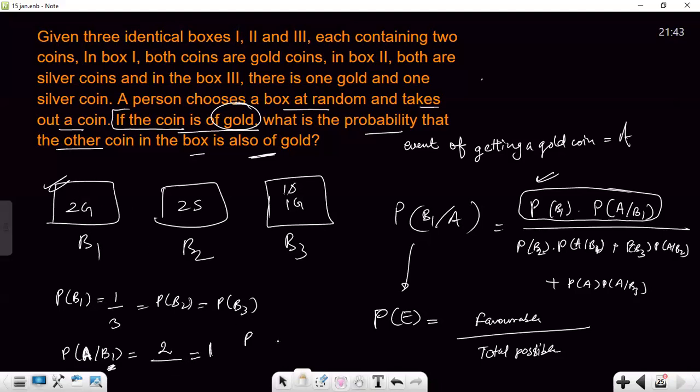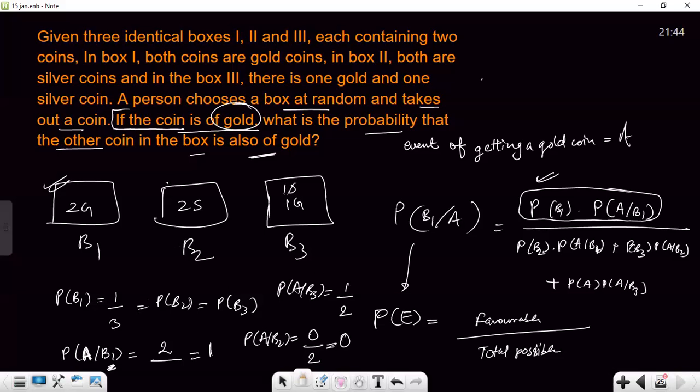Okay. Now probability of getting a gold coin from box B2: how many gold coins are there? 0. How many total coins are there? 2. So 0 by 2 is 0. Probability of getting a gold coin in box 3: how many gold coins are there? 1. How many total coins are there? 2. Half. Is that clear? Yes, sir.